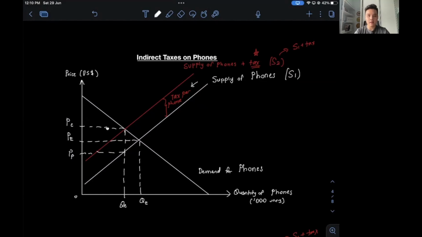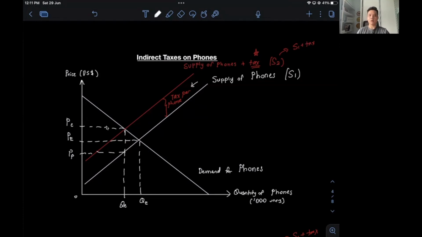Hey friends, indirect taxes are taxes paid by firms to the government. So for example, in the US, indirect tax on cigarettes is about $1 per pack. So cigarette makers pay $1 per pack of cigarettes produced to the government, and then they pass on a fraction of this $1 tax to consumers. So these taxes are called indirect taxes because they are not directly passed on to the consumer.